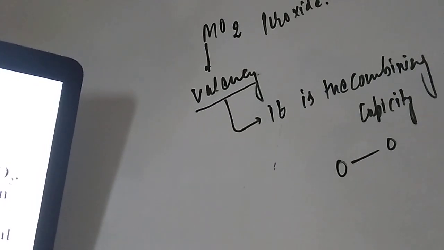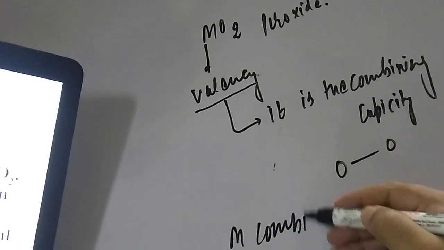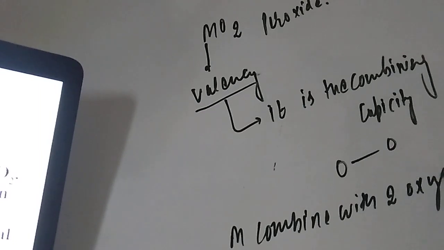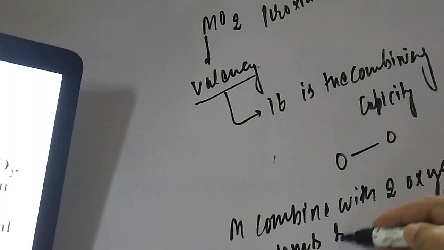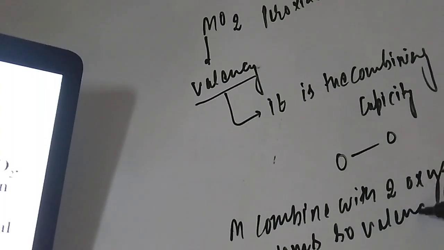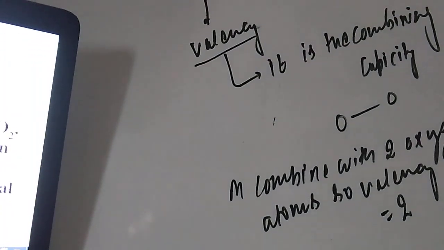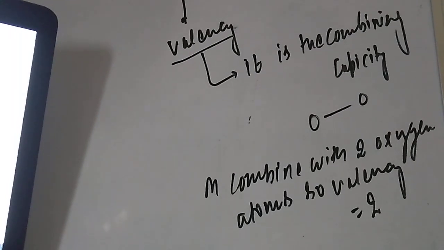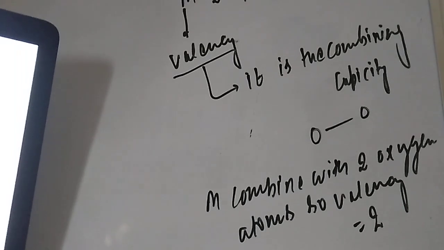An atom of M is combined with 2 atoms of oxygen. Better to say, M is combined with 2 oxygen atoms. So what is the valency, students? The valency is equal to 2. It is simple. Valency is the combining capacity, and they are asking with respect to oxygen. M is combined with 2 oxygen, so its valency will be 2.